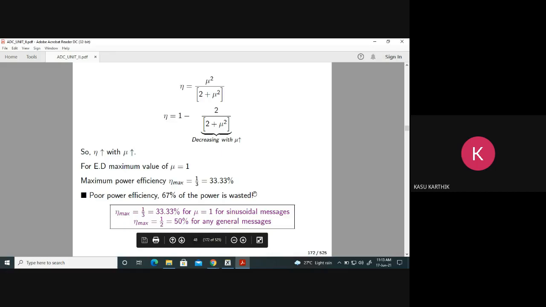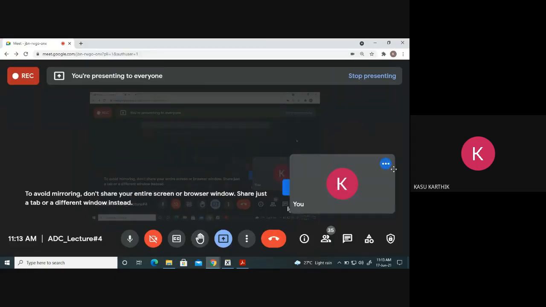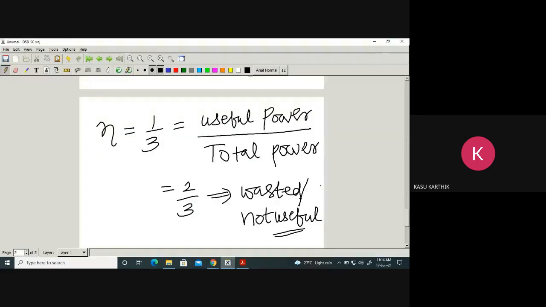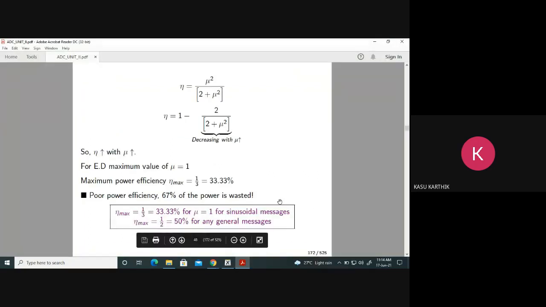Okay. Okay. Any doubts so far? You can also ask me, you can message me. So if you don't have any doubts, let us proceed further. Okay. Yeah. Okay. You can tell me what is the reason for this poor power efficiency? Presence of more useless power. Why? What is the reason? Okay. Tell me. So what is the reason for poor bandwidth efficiency?